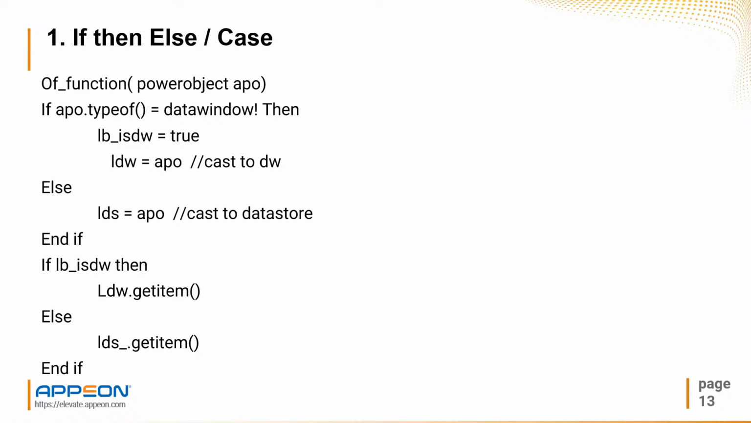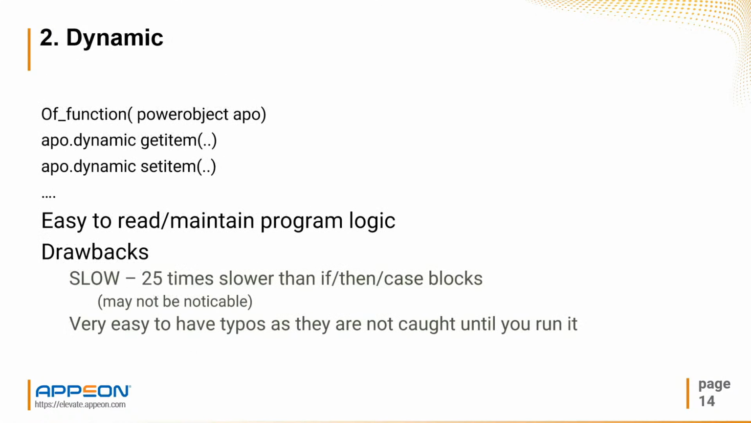Like I said, the other option of doing this is to do one big if statement. So instead of a lot of these little if-then statements, you could have one big if statement. So it'd be if data window, then get item, set item, sort, retrieve, update, what have you, and then the same exact code down here for the data store. And if that's your situation, or that's the way you prefer to code it, then your other option would be to use an overloaded function, which is our third option.